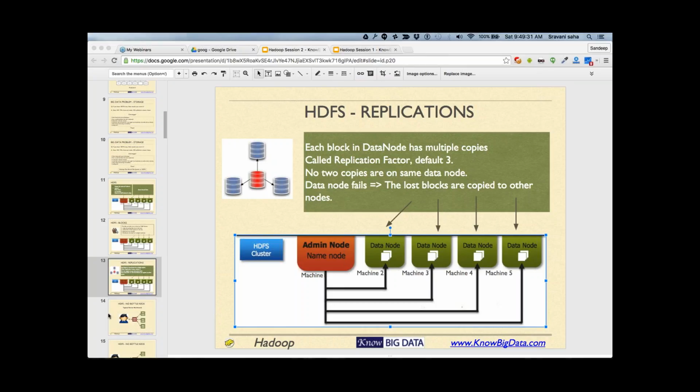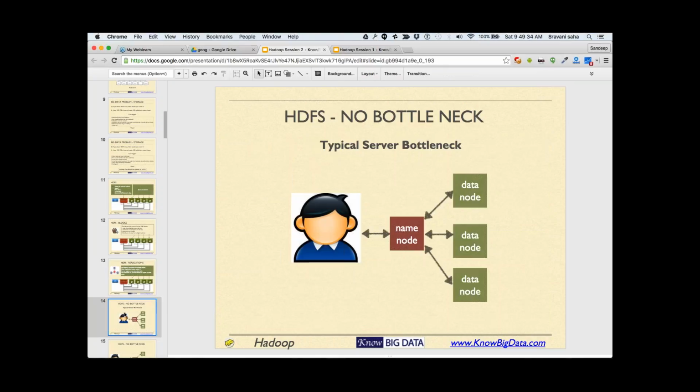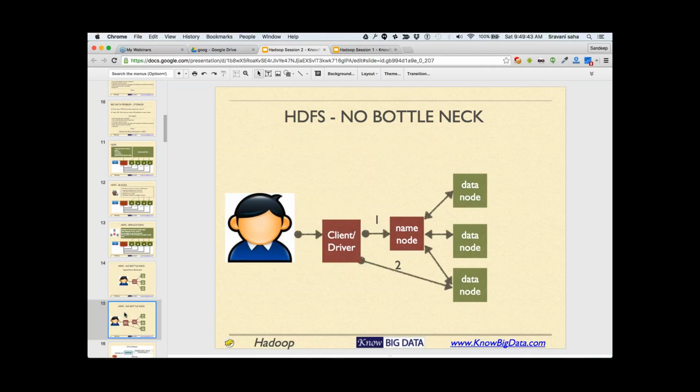All right. Now, a general thought is that the user will talk to the name node and the name node will give them the whole file. No. The user will use something called a driver, and that driver will do a lot of heavy lifting. The driver will do slicing of the file, splitting of the file, and talking to the name node. This driver could be the Hadoop client.